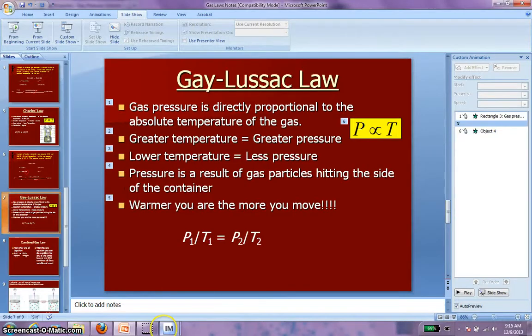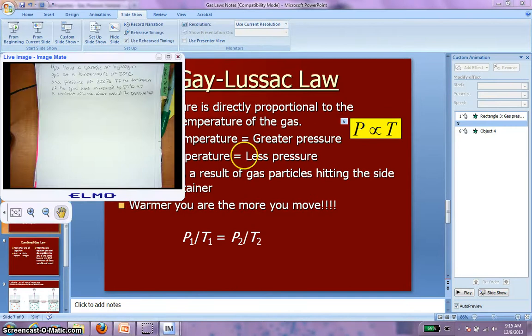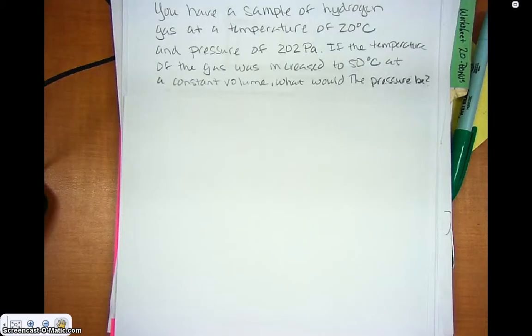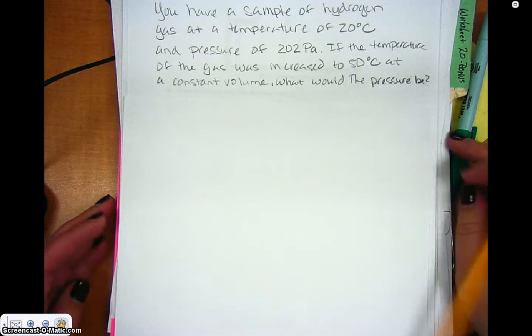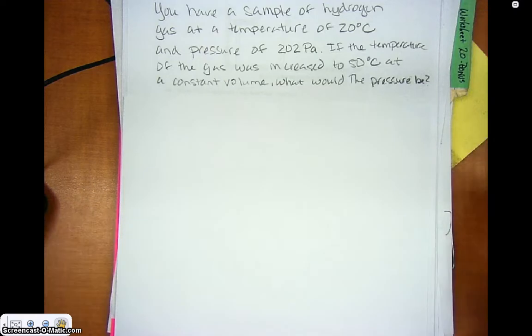So let's go ahead and look at an example, and this time I'm going to do it under the Elmo and show you the algebra steps. Okay, so it says you have a sample of hydrogen gas at a temperature of 20 degrees Celsius and a pressure of 202 pascals. If the temperature of the gas was increased to 50 degrees Celsius at a constant volume, what would the pressure be?